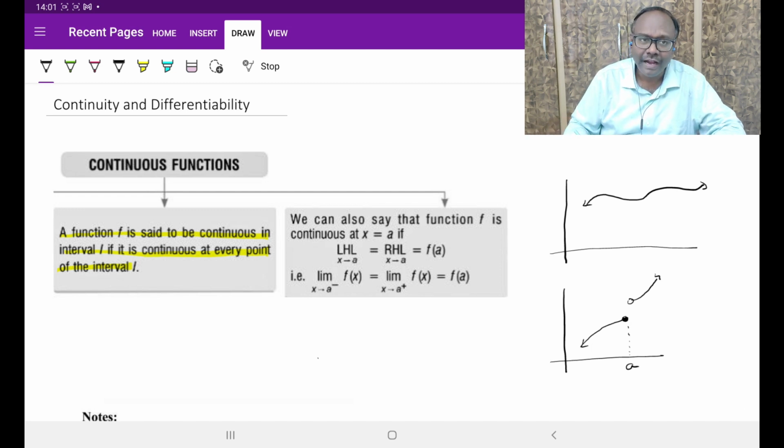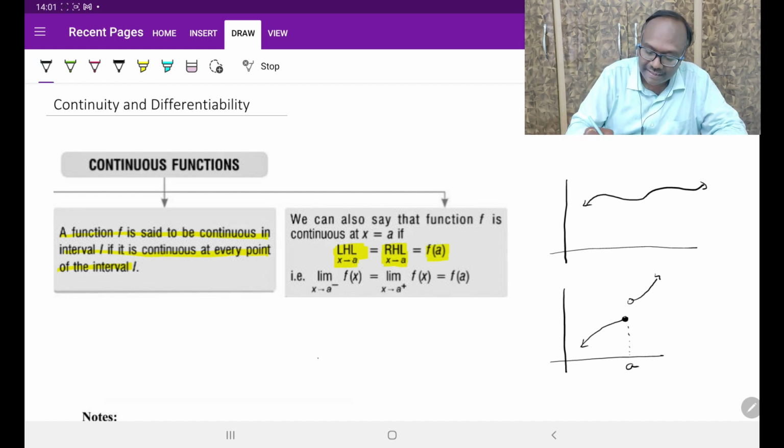Well, how do you know if the graph is not given, whether the function is continuous or not? So the function is said to be continuous at a point if the limit is existing and is equal to the value of the function. So we can say that the function f is continuous at a point x equal to a if the left hand limit is equal to right hand limit equal to f of a.